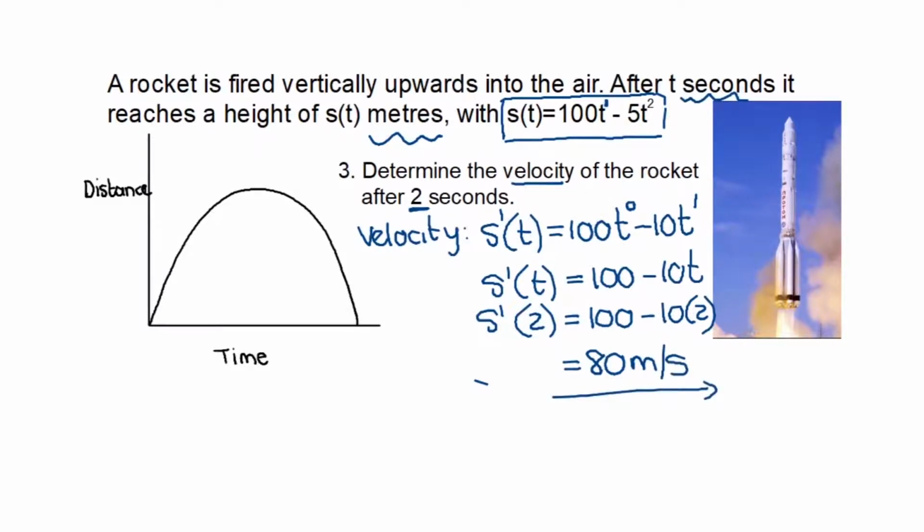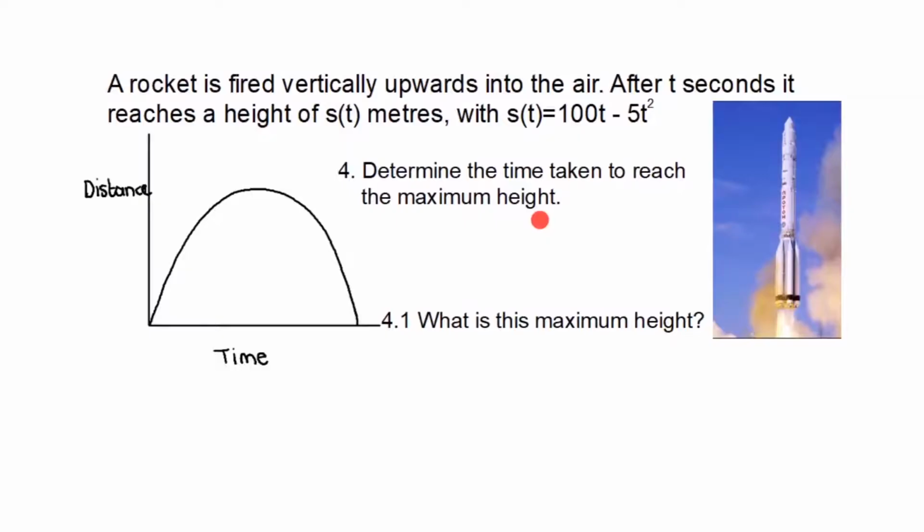Okay, we move to the next question. Still busy with a rocket. Question number 4 says, determine the time taken to reach a maximum height. Okay, so the height in this case is described by this distance formula. So the distance formula is also the height in this case, and it is represented by this graph. So if they want to know where will this graph be at its maximum, it will be there at the turning point.